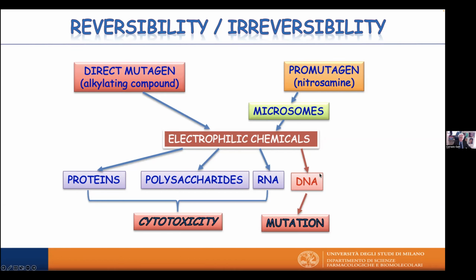But if your chemical enters the cytoplasm, arrives at the nucleus, and interacts with DNA, you can have a mutation. But that's not the end of the story, because you can have a repair. You know that every day we have tens of thousands of repairs in our cells. And that is what will save us from irreversible reaction.